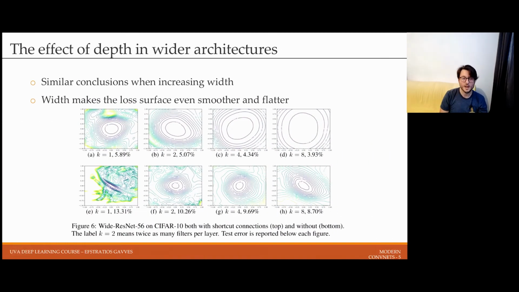When we go to wider architectures, the observations were actually very similar. Quite interestingly, width makes the bowl of our loss surface even wider, even flatter, even smoother. So great for us. When we remove skip connections, here in the bottom row, we observe a worse loss surface. It does get better though. So having a wider architecture does help our optimizer.